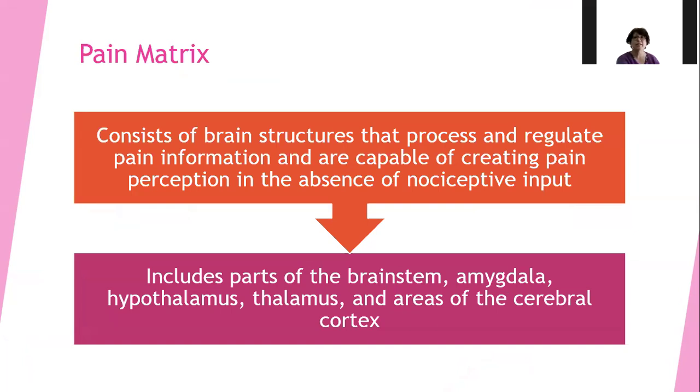So the pain matrix responds to pain, like actual nociceptive input, but the pain matrix is also capable of creating pain perception in the absence of nociceptive input. So it includes parts of the brainstem, the amygdala, which is a big part of the limbic system, hypothalamus, thalamus, and areas of the cerebral cortex. So they're all kind of working together to process information about pain and decide what we're going to do. And so the pain matrix can just decide, well, she needs some pain, even though she's not getting any nociceptive input for whatever reason. It can be because of nervous system pathology, but there are other reasons as well.